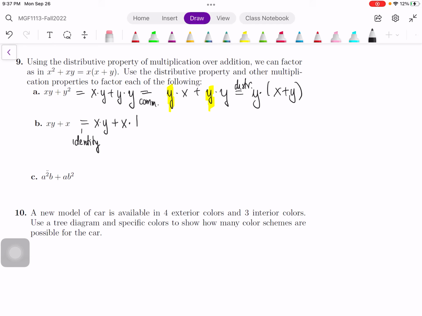Okay, so now that allows me to use the distributive property of multiplication over addition, which claims that x times, in the parentheses, y plus 1 would be the same as x times y plus x times 1. So two properties had to be used. First, the identity property, replacing x with x times 1. And then the distributive property. Let's look at the next one.